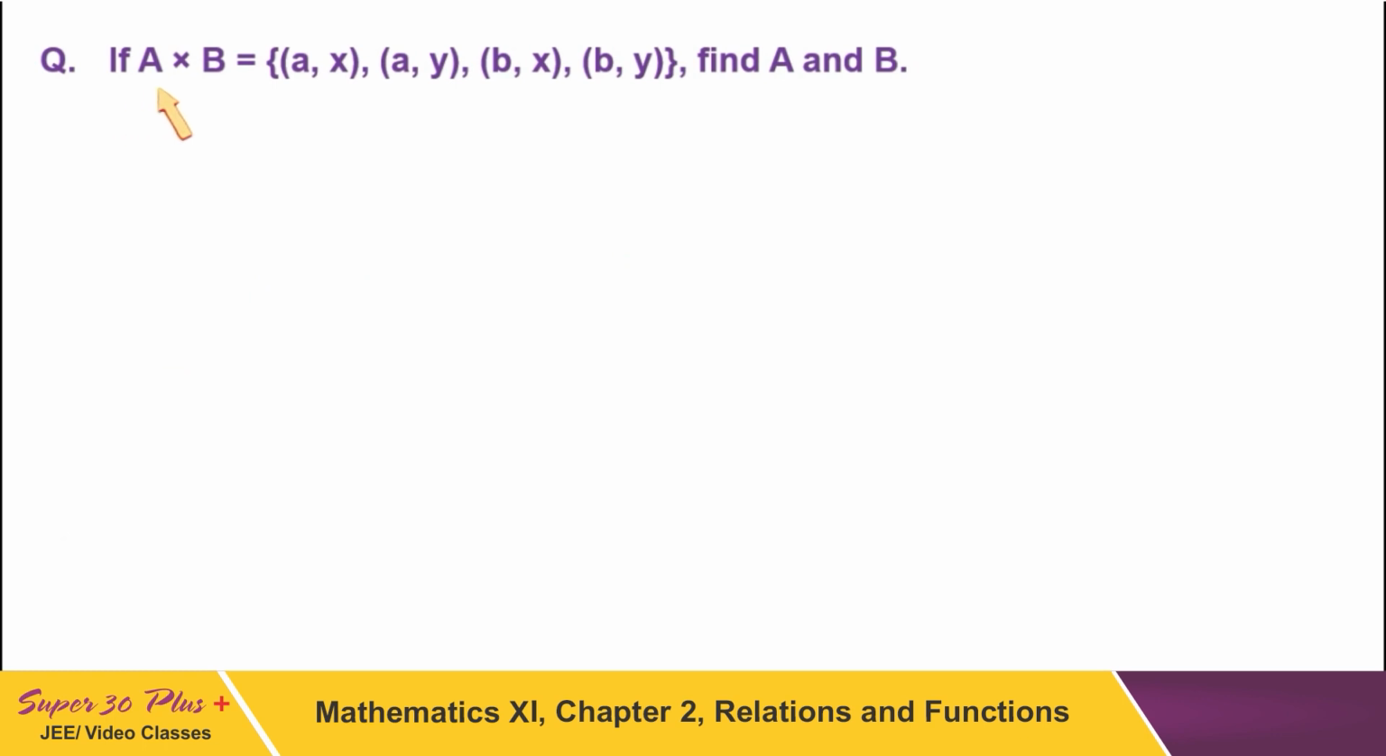Students, let's see one more example. If it is given that A cross B is equal to this set, then we have to find A and B. As we know, this is the collection of ordered pairs such that first elements come from set A and second from the set B. That's why set A contains a, b, because they are the first elements and there are only two elements. Like this, set B will be the collection of second elements of the ordered pairs, means it will be x, y.